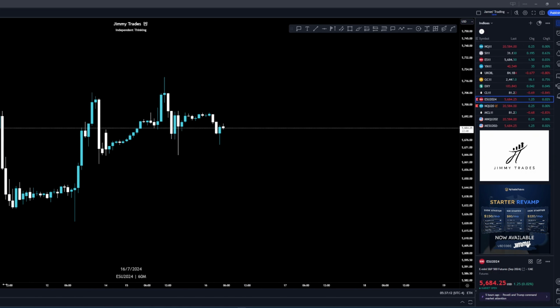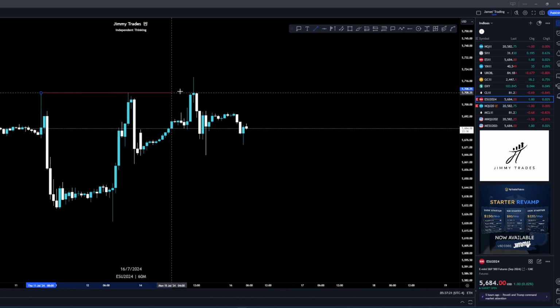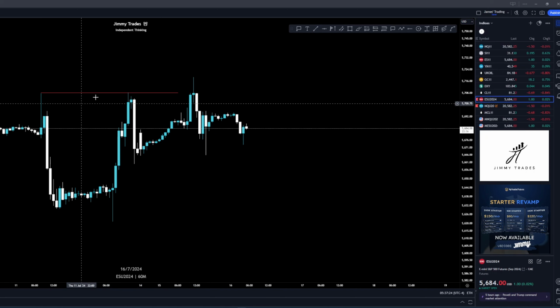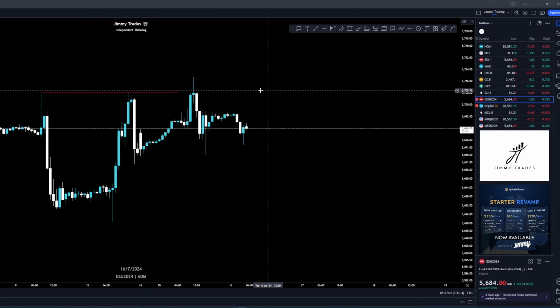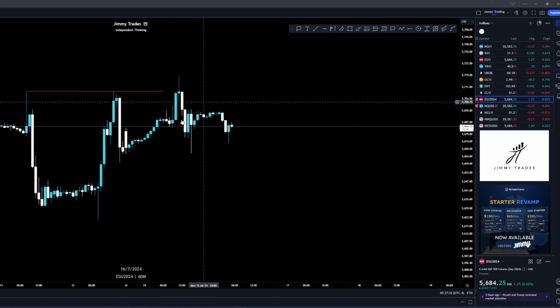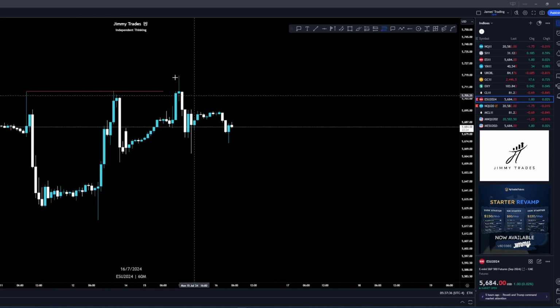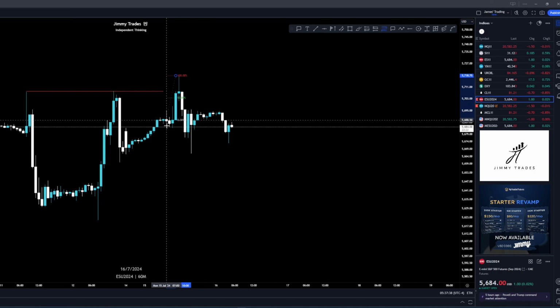Okay, so on the hourly, we see we swept these highs. It's these relative equal highs, or they are equal highs actually. So here's our leg that swept liquidity, so we can project our standard deviations out from here.